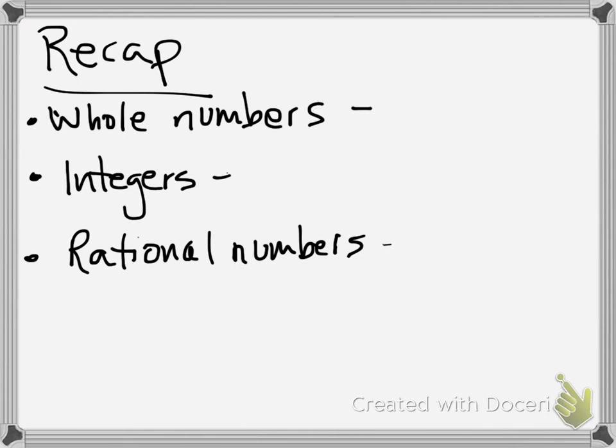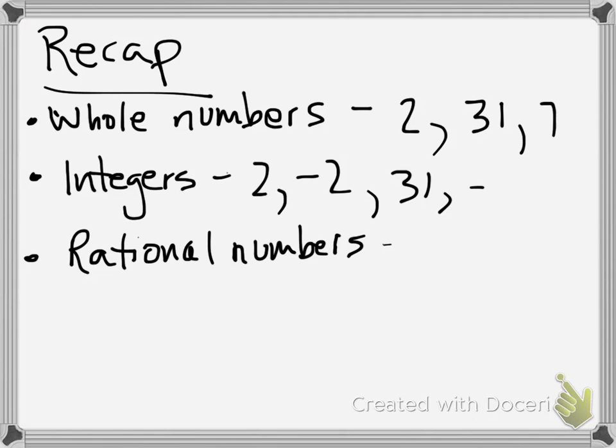Okay, quick little recap. We've talked about whole numbers, integers, and rational numbers. So remember, whole numbers, these are our very normal everyday numbers. 2, 31, 7. Integers include whole numbers, but also their opposites. So 2's in the club, but also -2. 31's in the club, but also -31, and so on. Rational numbers include whole numbers and integers, so the same numbers would still be in the club. 2 and -2, 31 and -31.